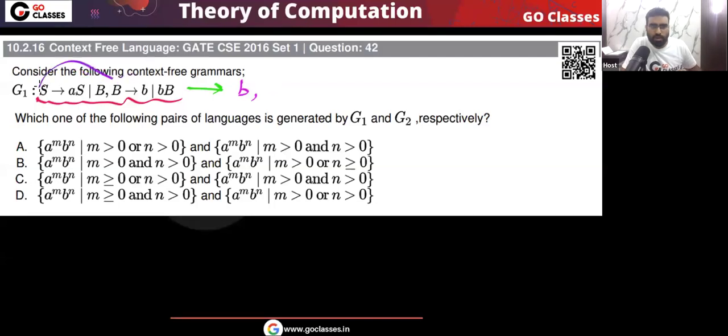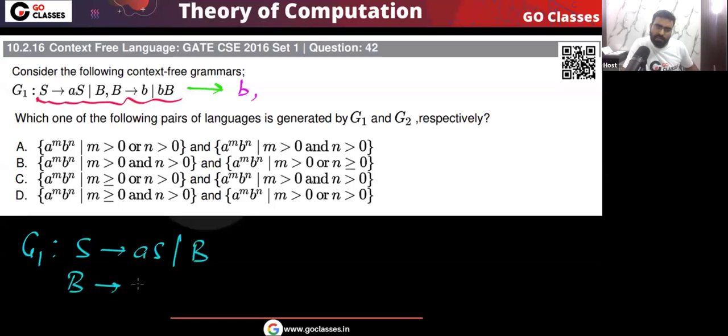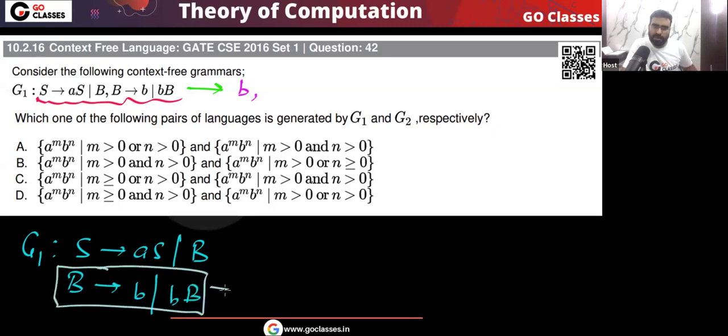Next, you can notice S can go to B and B can generate B plus. Yes or no? Look at the grammar G1. Here you have S going to AS or B, and B generating B plus. From B I can generate B, double B, triple B, anything. I can generate B, B square, B cube, and so on. So these strings will be generated. Basically, B plus will be generated.